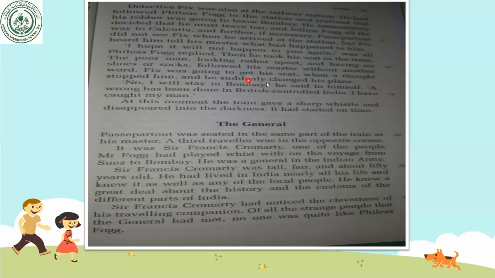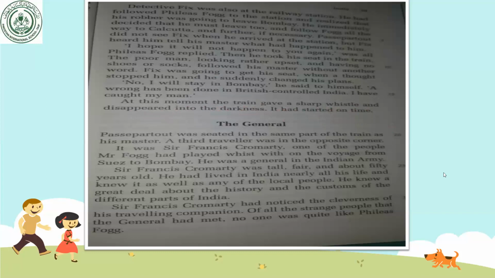Fix was going to get his seat when a thought stopped him and he suddenly changed his plans. "No, I will stay in Bombay," he said to himself. "A wrong has been done in British controlled India. I have caught my man." At this moment, the train gave a sharp whistle and disappeared into the darkness. It had started on time.